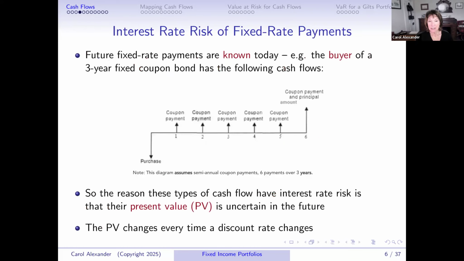So let's have a look at the interest rate risk of fixed rate payments. Now, future fixed rate payments are known today. For example, the buyer of a 3-year fixed coupon bond is going to have to buy the bond today, that's the purchase that you see here.